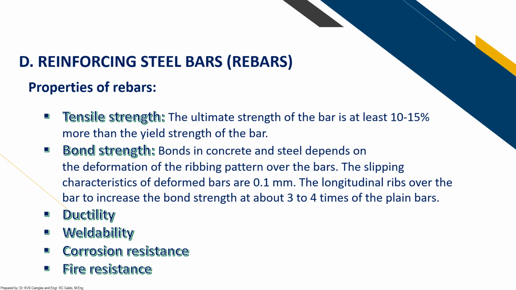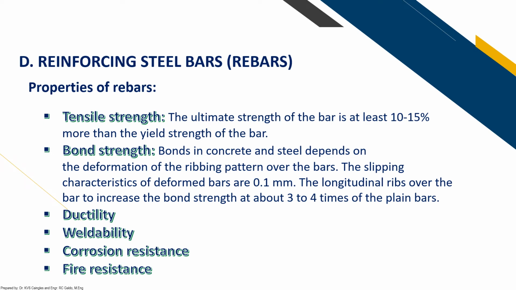So, here are the properties of rebar. First is, of course, the tensile strength of our rebar. The ultimate strength of the bar is at least 10 to 15% more than the yield strength of the bar. Usually you can see in the manufacturing details the ultimate strength and also the yield strength. So if you look into that, the ultimate strength should at least be 10 to 15% more than the yield strength of the specific bar.